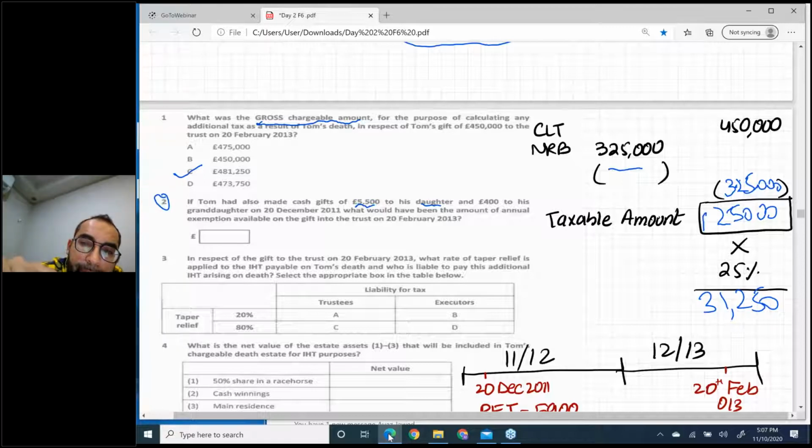And 400 to his granddaughter. This is also PAT. So a student may ask, sir, you just taught us the small gift exemption. No, dear, this 400 is greater than 250. In a small gift exemption, when you cross 250, the complete amount is PAT, not just the excess. So this 5500 and 400 both are PAT.